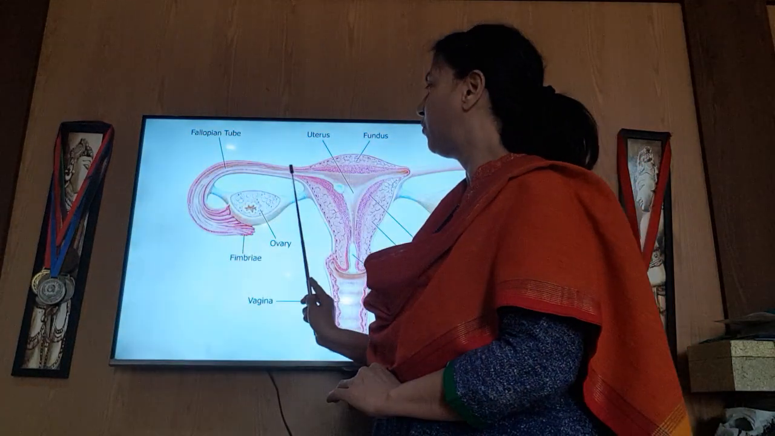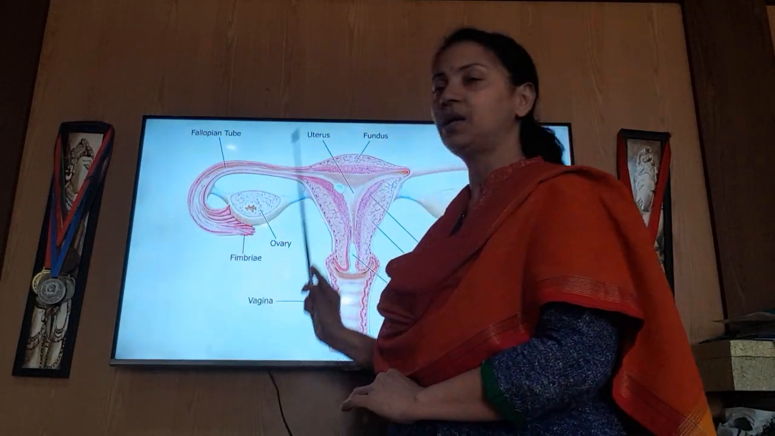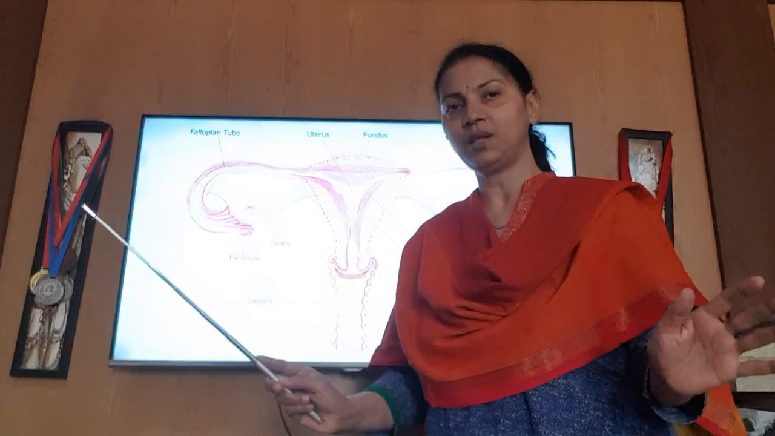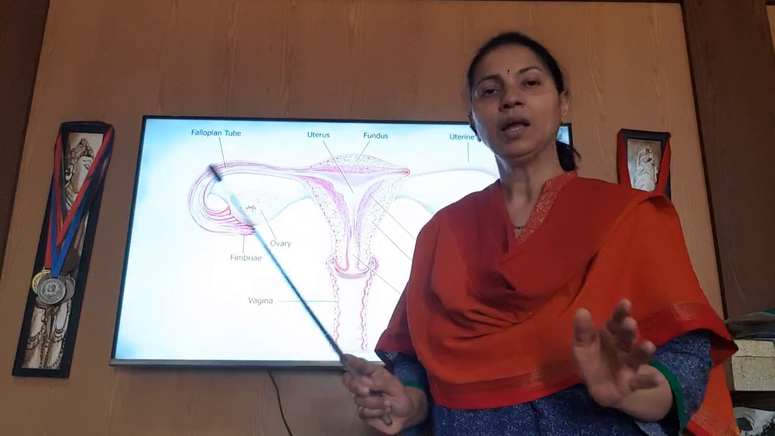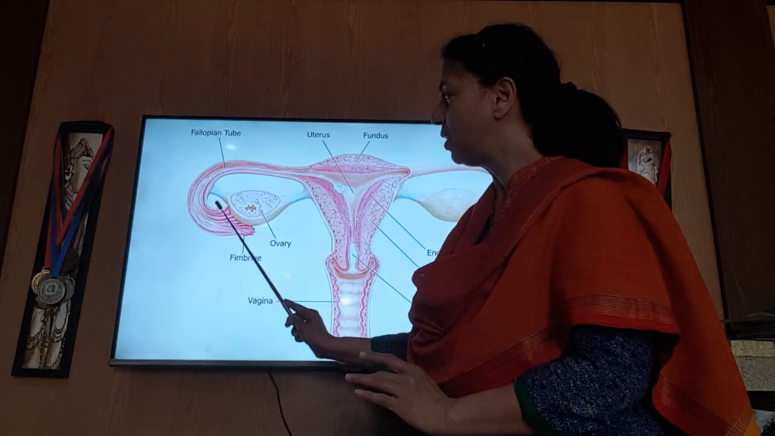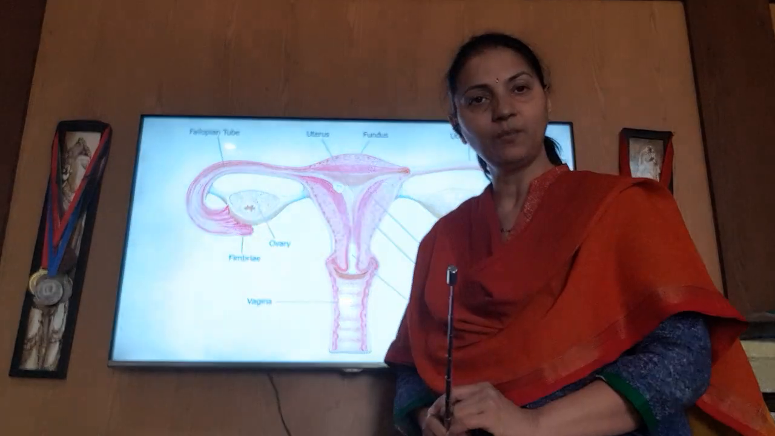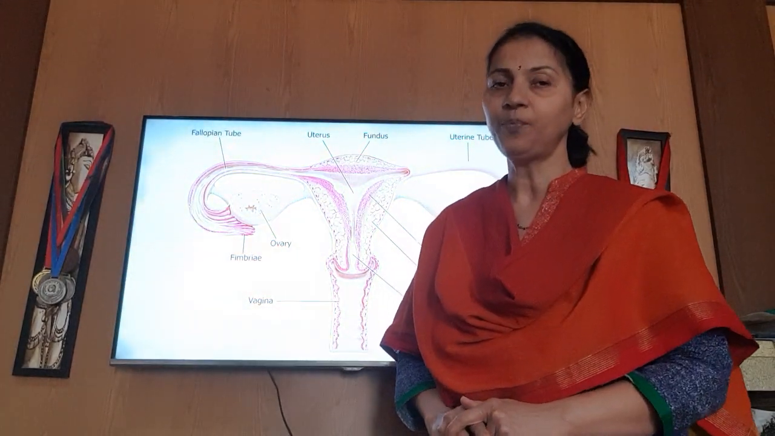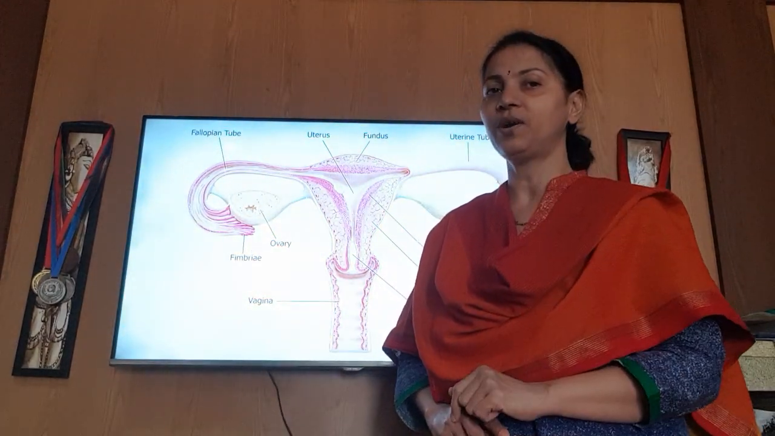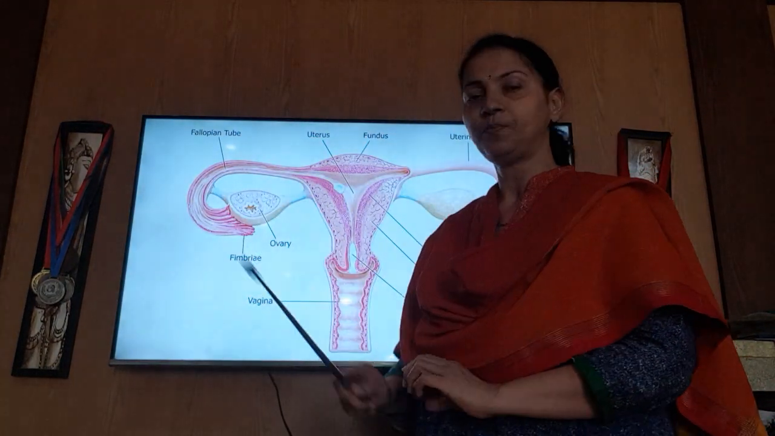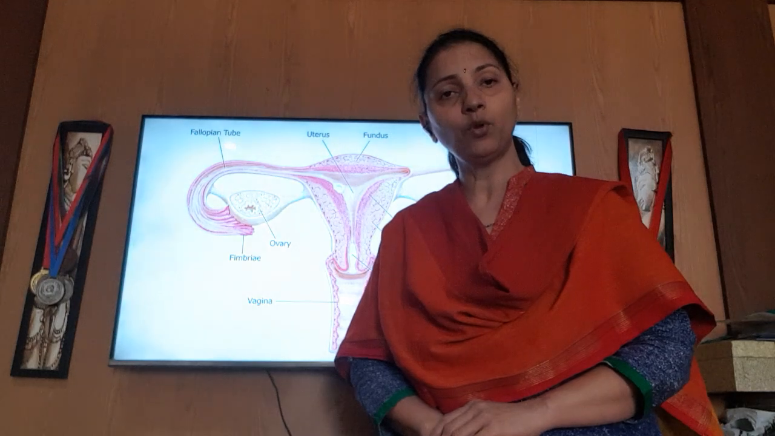So fallopian tube is 10 centimeter long. This is clear. Its average diameter is 3 millimeter. This is also clear. Now it's divided into the most lateral part, infundibulum, which has got finger-like projections called fimbria. One of those fimbria is longer and is attached to the upper pole or the tubal pole of ovary.